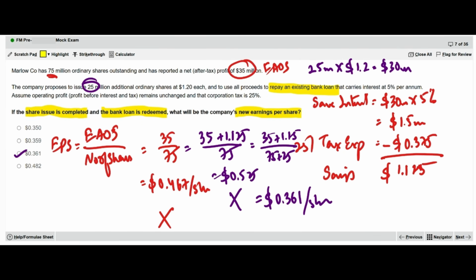Because the bank loan is redeemed, we are able to save interest on it, but we are going to lose its tax savings impact. So from 1.5 million, we reduce the 25 percentage tax savings that we used to get previously. It gives me a total interest savings of 1.125, which I'm supposed to add to the 35 million, assuming there are no preference shares, and dividing it by the old number of shares, which is 75, plus the new number of shares, which is 25, gives me 0.361 per share.